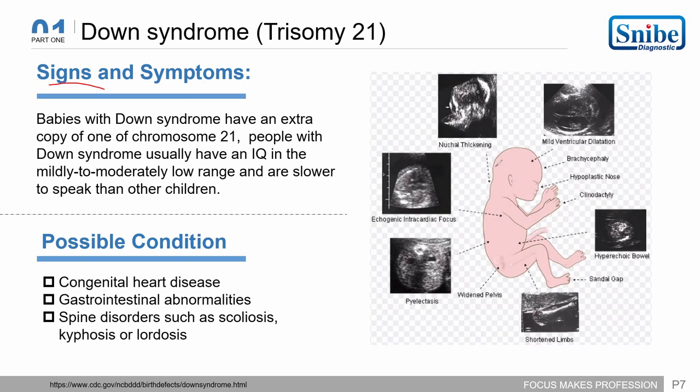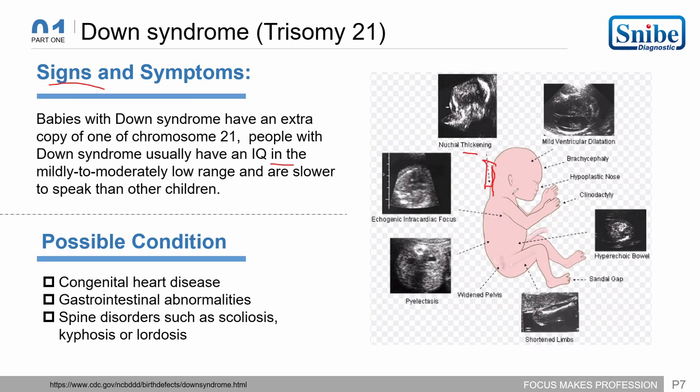So what are the typical features that a Down syndrome baby has? They have nuchal thickening, in this area, and it is ideally recommended that the nuchal translucency should be less than 3.5 millimeters. People with Down syndrome usually have an IQ in the mild to moderate low range, and are slower to speak than other children.